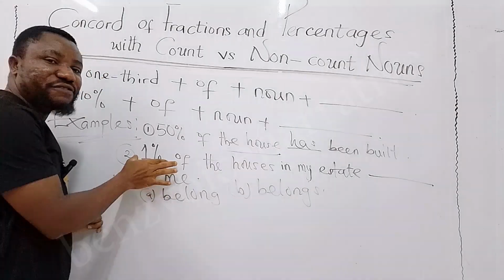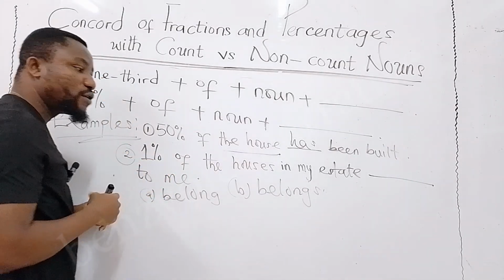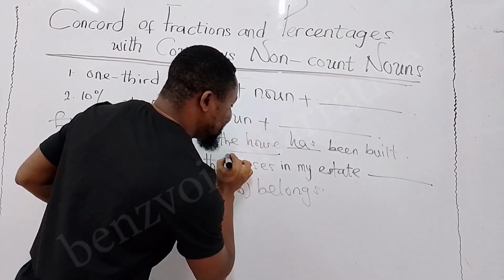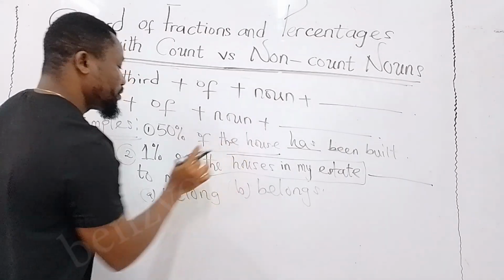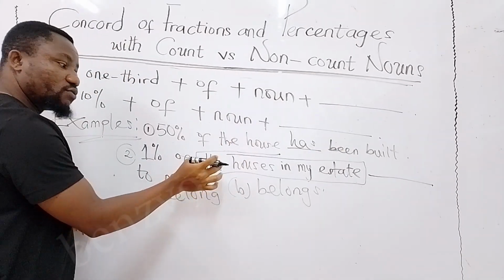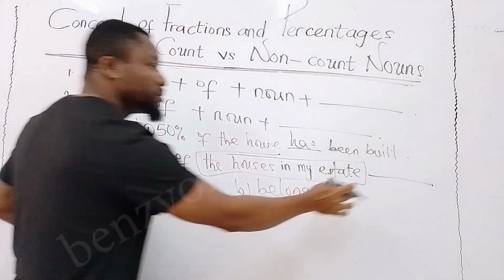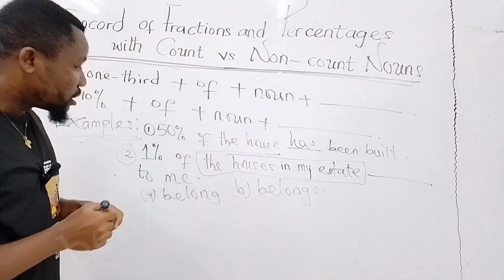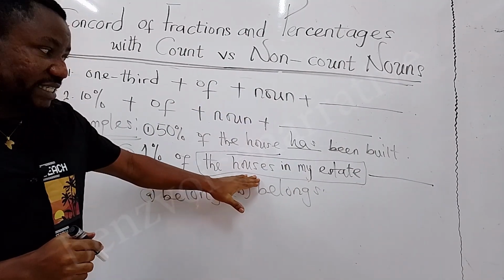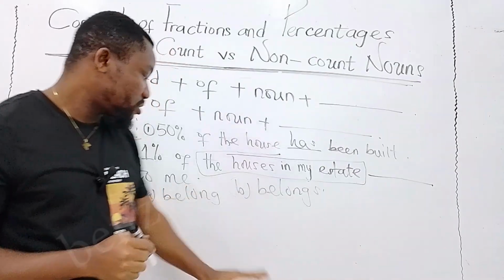Remember, we don't care about the fraction. We don't care about the percentage. The focus is on the noun, the noun after this of. What matters in this expression, what determines the verb here, is this and not the percentage or the fraction. So 1% of the houses in my estate dash to me.